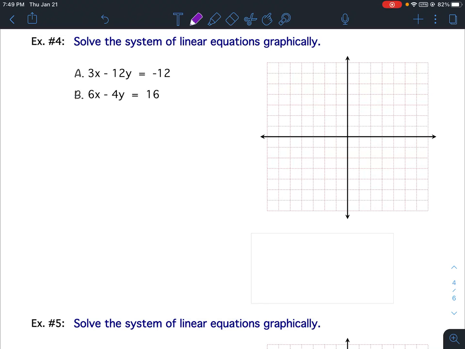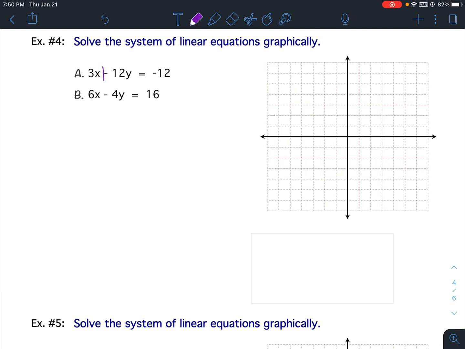Solving systems of equations graphically. Lesson 9 notes. Example number 4. Unfortunately, both equations here have x and y on the same side, and both of them have coefficients for y. So to solve these equations, it's going to take 2 steps for both of them.